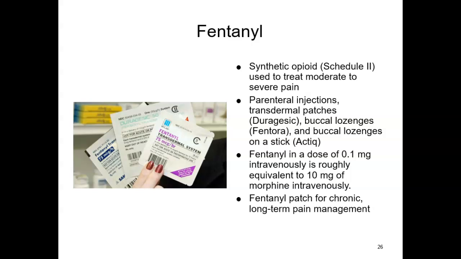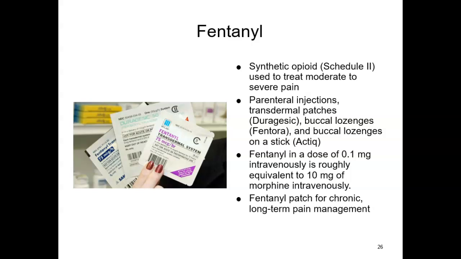This is generally prescribed for very acute use and in our patients who are potentially in the intensive care unit. Sometimes they're on fentanyl during surgeries as well. But other than that, it would be used for long-term chronic pain management, especially cancer pains and things like that.